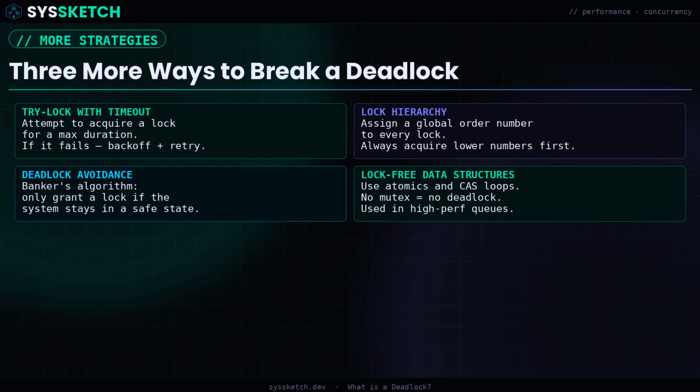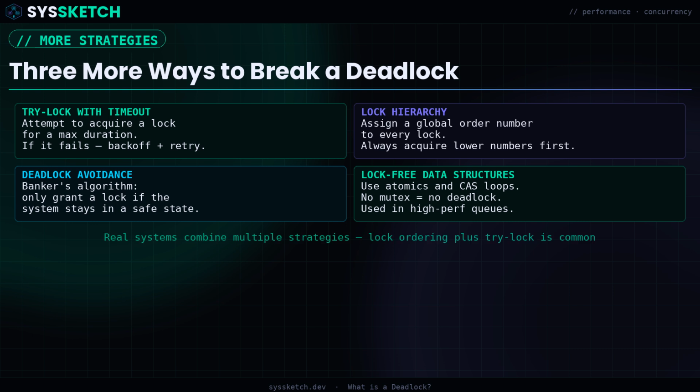Deadlock avoidance. Use the banker's algorithm, where the system only grants a lock if doing so keeps the overall resource state provably safe. And for the highest performance scenarios, lock-free data structures using atomic compare-and-swap operations eliminate mutexes entirely, making deadlock structurally impossible.